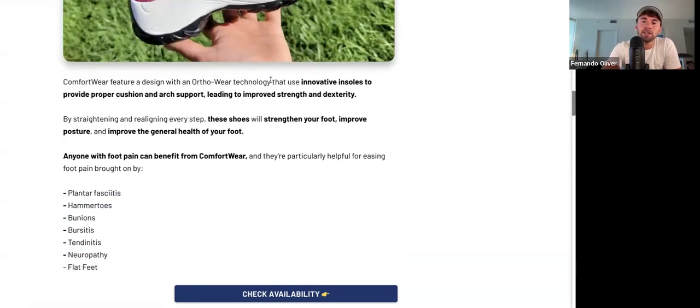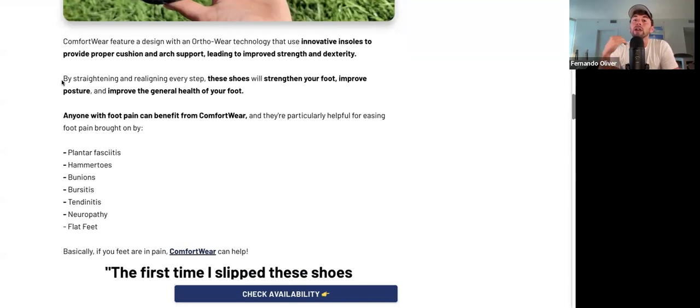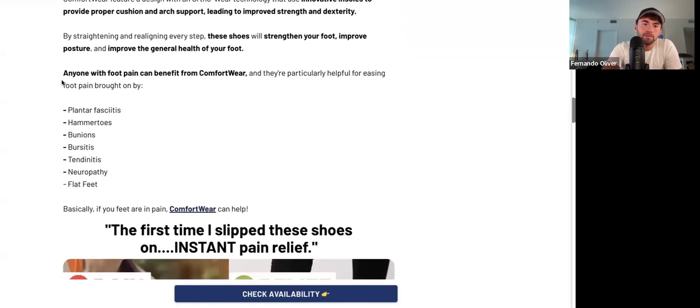It's not as mechanistic in the copy. It straightens and realigns every step. And it does that with innovative insoles to provide cushioning and arch support. So it doesn't go super in depth into the reason why, compared to if you look at an advertorial like Neuro or some of the Aussie Home, or yeah, some of Paul's other brands, they're more mechanistic, more informational. In this case, it's a lot more straightforward. The selling message is much more straightforward. And again, it's because they're going after a much broader audience.